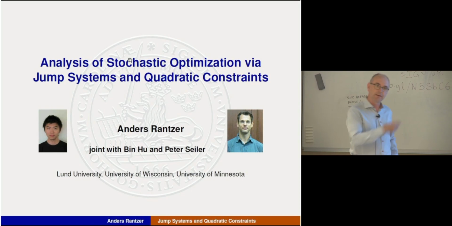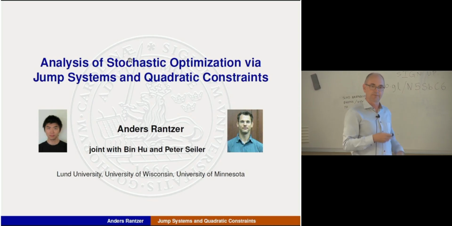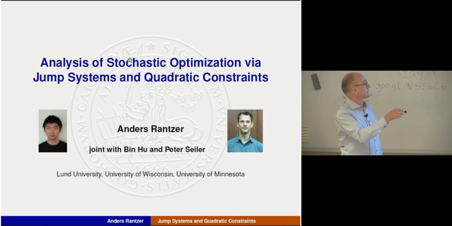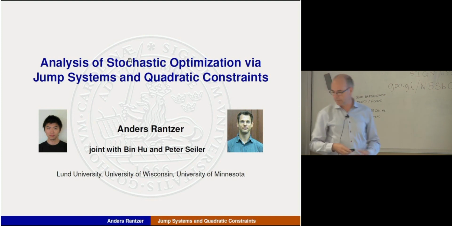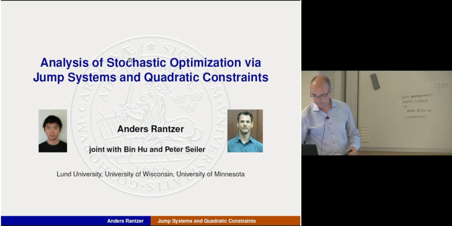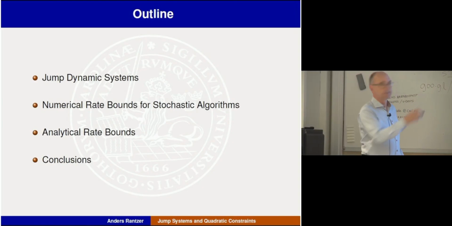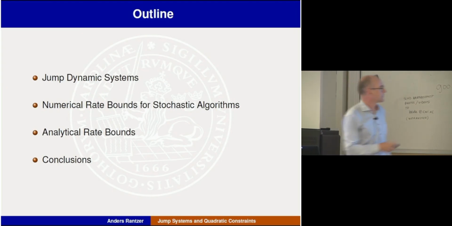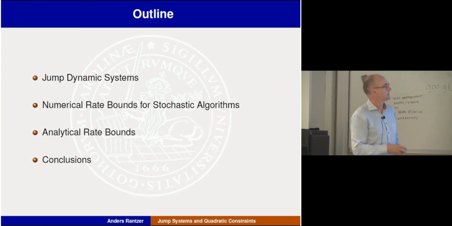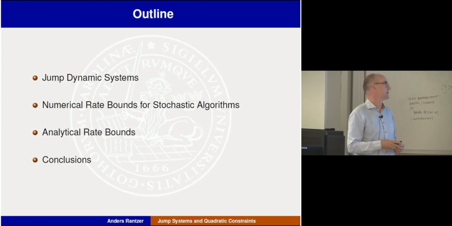But it's really a collaborative work where we are using control theoretic methods for analyzing dynamical systems to analyze the convergence of stochastic optimization methods. So this is my outline. I'd like to first introduce some theory to analyze what we call jump dynamic systems. And then I will show you how stochastic optimization algorithms fit into this framework.